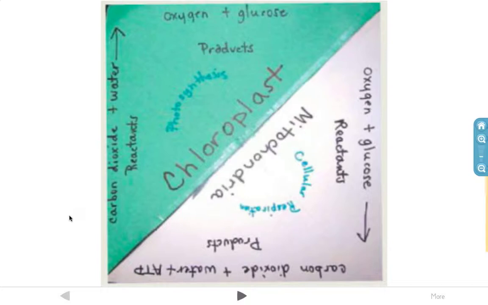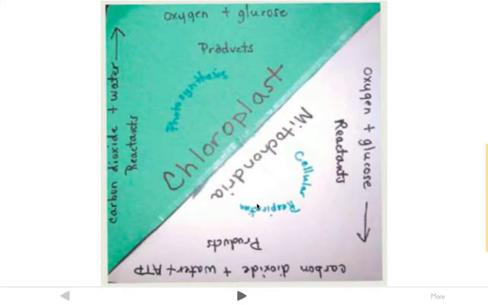Alright, now let's compare these two processes, photosynthesis and cellular respiration. Photosynthesis happens in the chloroplast. The chloroplast is green because it contains chlorophyll. In photosynthesis, we start with carbon dioxide and water. Those are our reactants because that's what's reacting. And when they combine, they yield oxygen and glucose. Those are our products because that's what is produced.